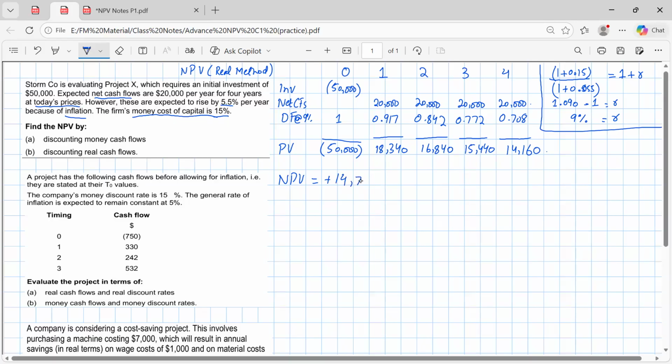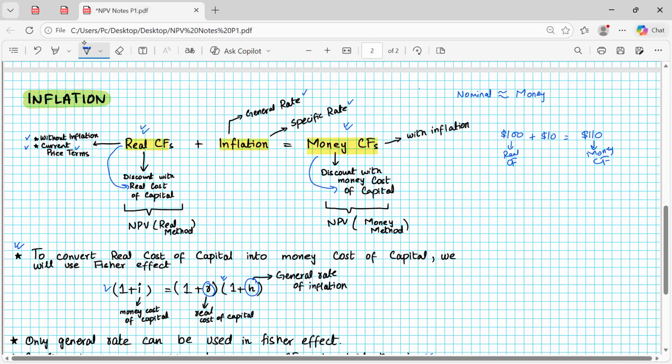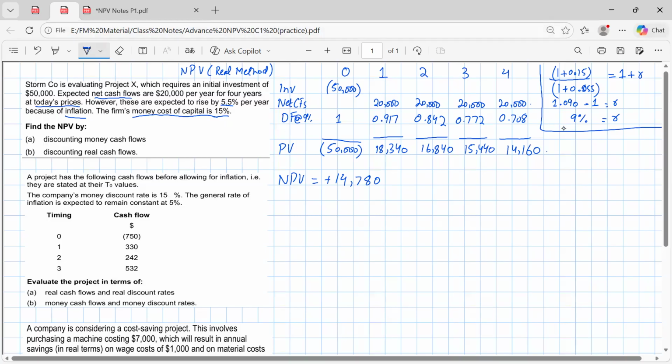So should you invest in the project or not? Yes, because the answer is positive. So that was the NPV real method. In the real method, you should have real cash flows, which do not include the impact of inflation, and you discount them using the real cost of capital. In this question, the money cost of capital was given, but no problem. You know the formula for the Fisher effect, and using that formula, you calculated the real cost of capital. And you use the discount factor at that real cost of capital to get the real NPV. Is this clear?